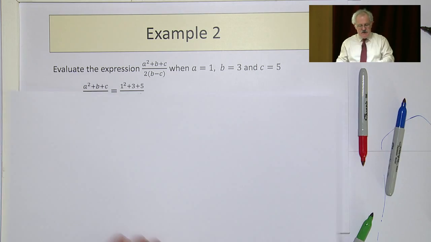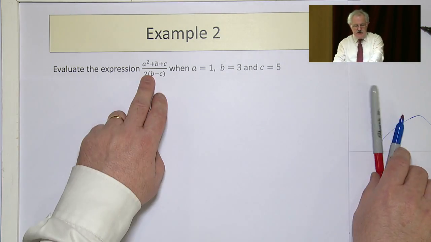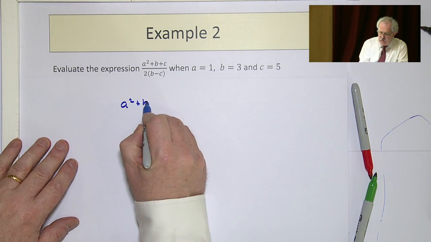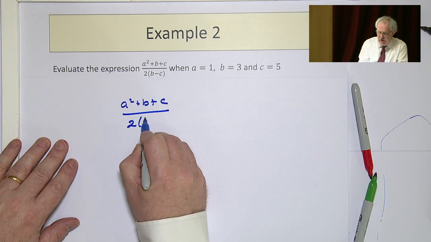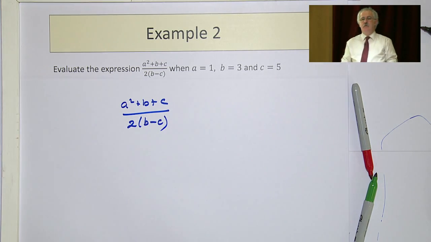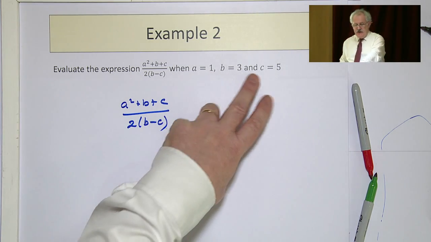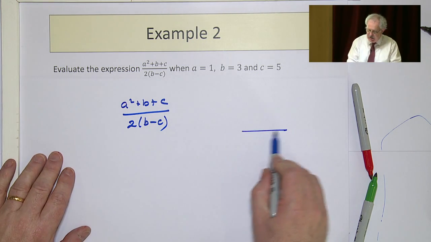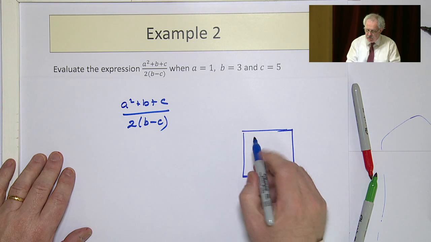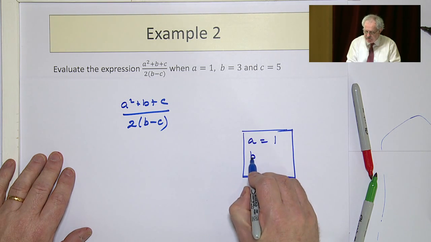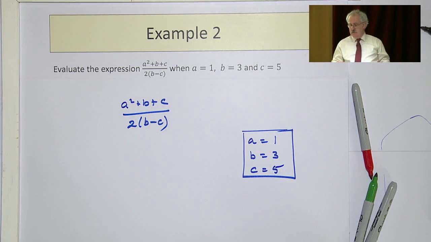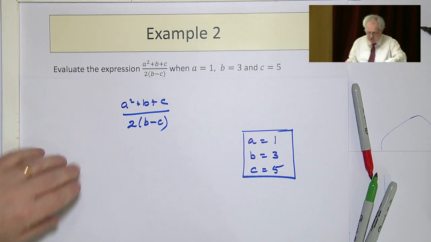Next expression is this. Evaluate the expression a squared plus b plus c over 2 into b minus c, where a is 1, b is 3, and c is 5. And again, it's just create this table for yourself. A is 1, B is 3, and C is 5. And then go into what I call lockdown mode, really. I need to concentrate.